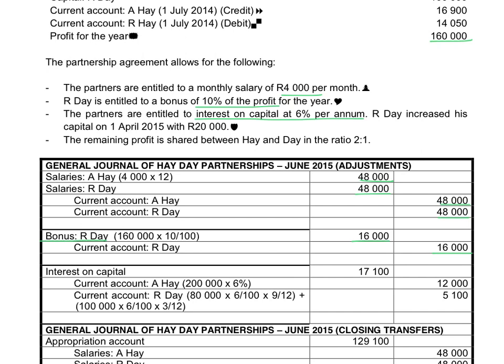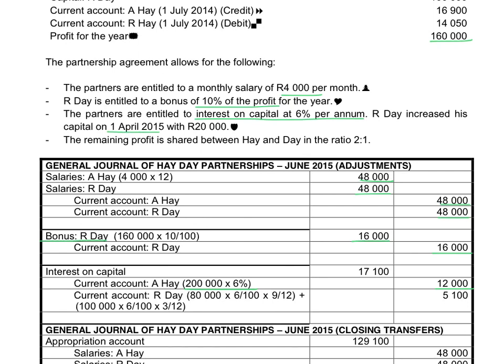So you will look at your capital amount and work out 6% on the capital. The capital of Hay is 200,000 times 6%. So the money that is owed to him that will be taken to the current account is 12,000.